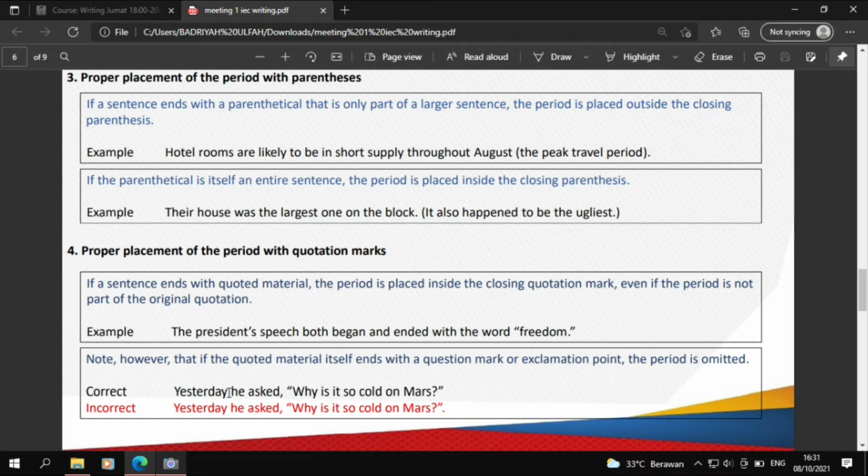Meanwhile, note, however, that if the quoted material itself ends with a question mark or exclamation mark, lagi-lagi balik ke peraturan yang pertama tadi. Ketika dia ketemu tanda tanya atau tanda seru, maka tidak perlu pakai titik meskipun dia di dalam tanda petik. Ini tadi kan titiknya pindah ke dalam, tapi yang ini titiknya tidak pindah ke dalam, tidak juga di luar. Kenapa? Dia akan langsung hilang karena ada tanda tanya atau tanda seru. Makanya yang benarnya adalah: Yesterday he asked, open quotation, why is it so cold on Mars, question mark, closing quotation mark, terus nggak ada lagi titiknya. Makanya yang kedua ini salah, so that's why the second one is wrong. Okay, so that's point 4.